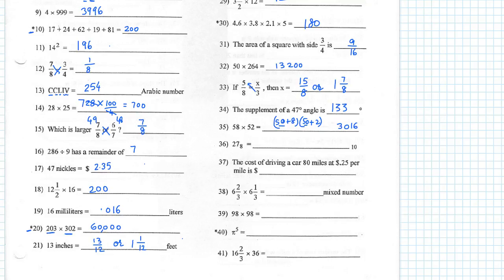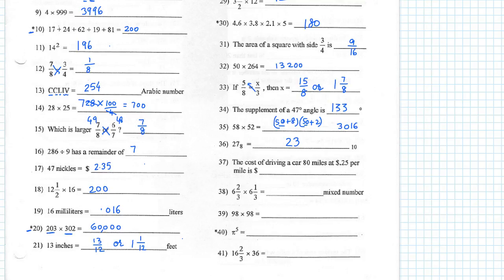Question 36, 27 base 8 is equal to what number in base 10? So this is simply 8 times 2, which is 16. 16 plus 7 is 23.